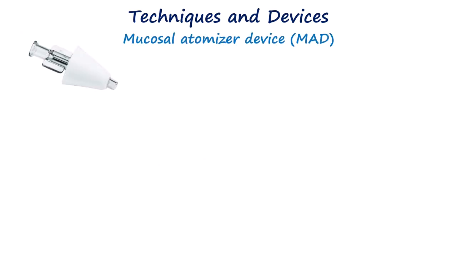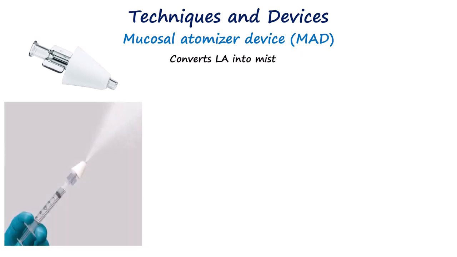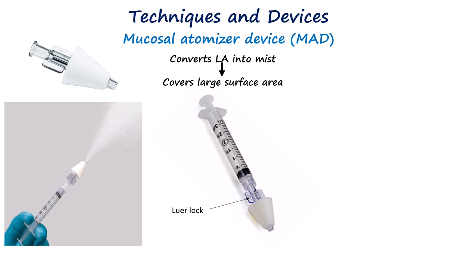A mucosal atomizer device converts a local anesthetic such as lidocaine into a fine mist or particles. This ensures that the anesthetic spreads over a large surface area, effectively reducing the dose while increasing the coverage. For deeper structures, a mucosal atomizer device with a longer malleable catheter, known as laryngeal mucosal atomizer device, can be used to deliver anesthetics.